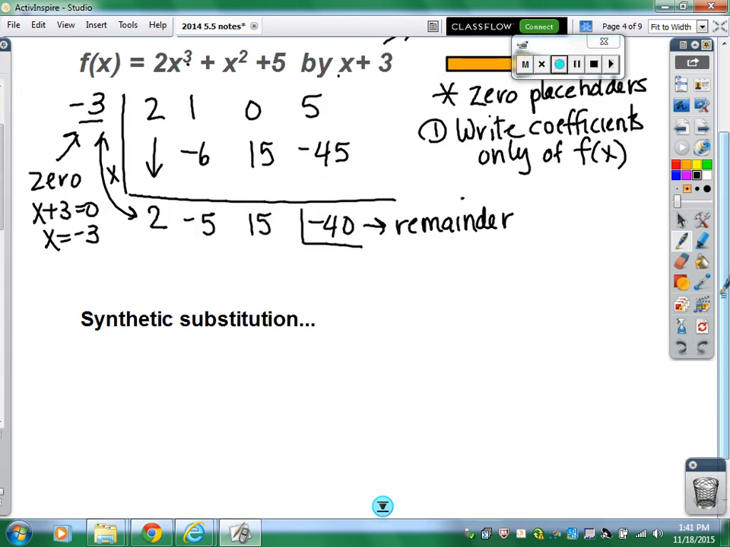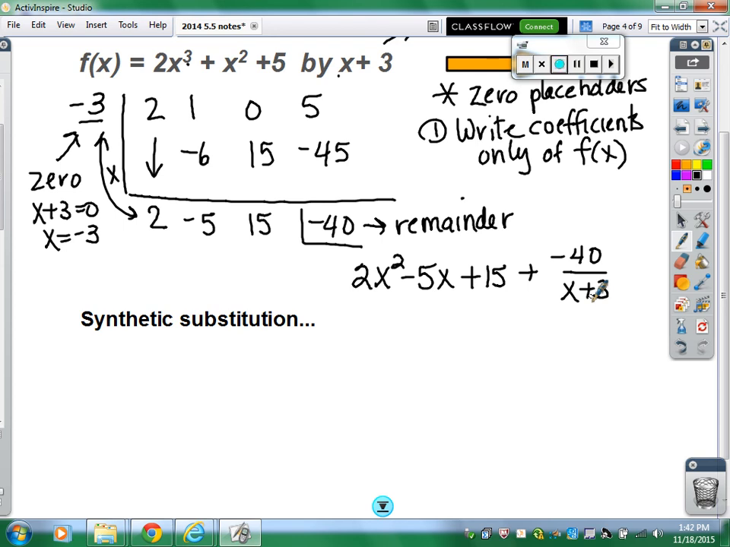all right, my answer is going to be 2x squared minus 5x plus 15 plus my remainder over my divisor, which was x plus 3. So synthetic, okay, it's a shortcut process. I'm only dealing with the coefficients, and I bring the variables back in at the end.